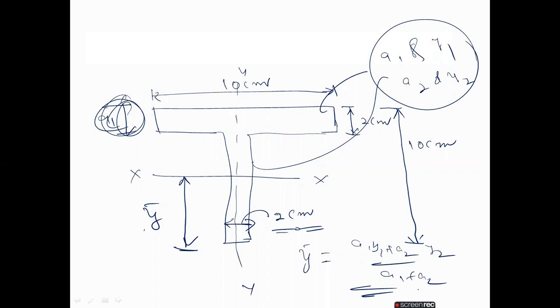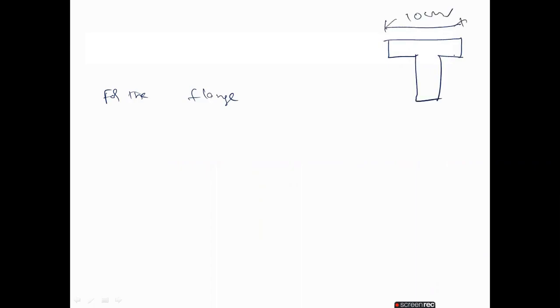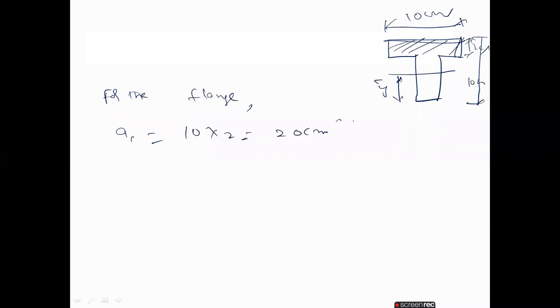Now we will calculate clearly. First we will take the flange. I will write simply for your understanding here. Suppose this is 10 centimeters, this is also 10, and this is 2. Now we have to calculate this Y bar. For the flange, what is A1? This is 10 by 2, so 10 by 2 equal to 20 centimeters square.